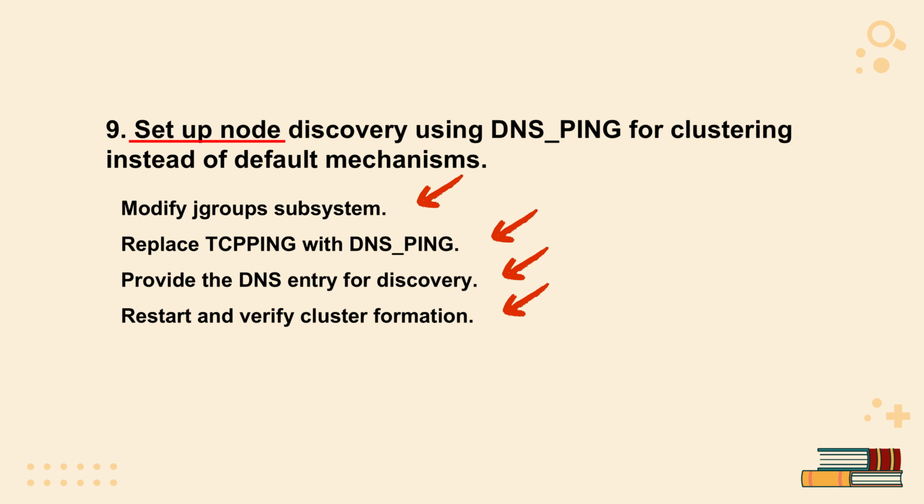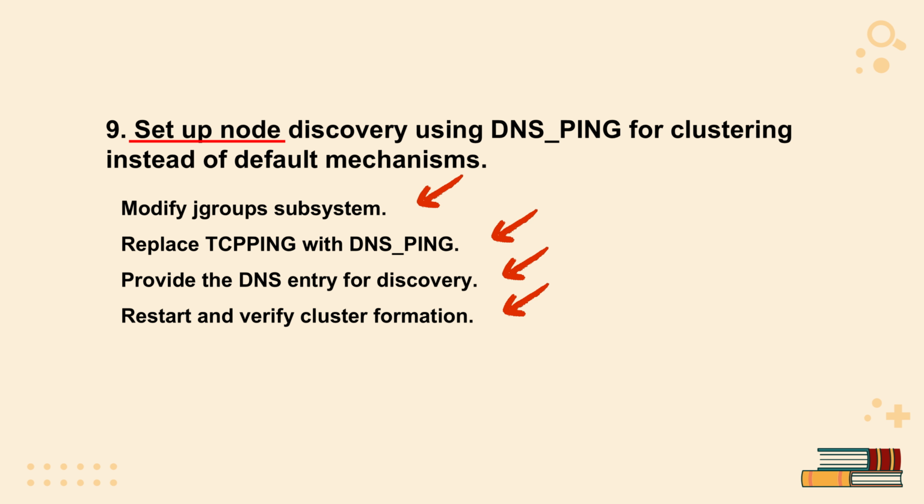And why use DNS_PING over the default TCPPING? What's the difference? Potential benefit? Okay, so TCPPING often uses a static list of IPs or host names or maybe network multicast. Can be a bit rigid. Right. DNS_PING uses DNS, the domain name system, to look up the IPs of the members. This is really good in dynamic environments, like the cloud, where IPs might change. Exactly. Or where you want a central place, DNS, to manage the list of nodes. Update the DNS record, nodes get added or removed dynamically. No need to reconfigure each server individually. Much more flexible for scaling or cloud setups. Definitely. Often integrates much better with those dynamic infrastructures.